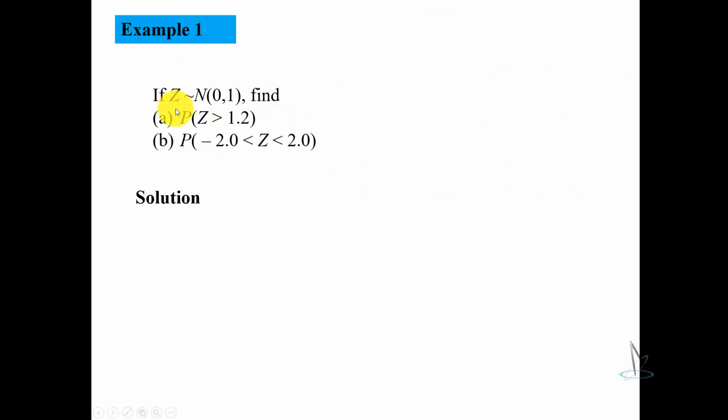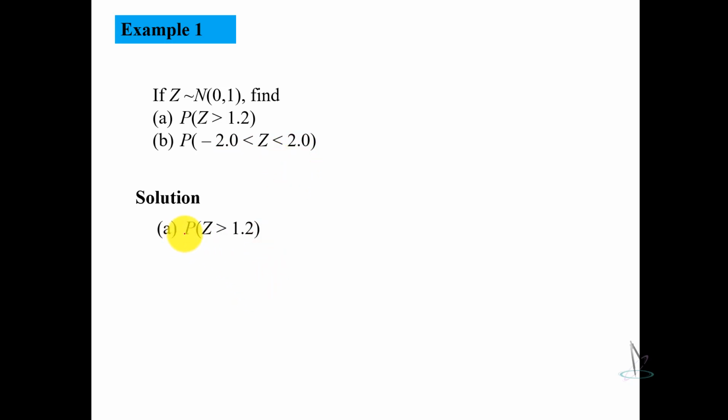Okay, so we have a standard normal distribution over here. The first one, we have to calculate the probability for z greater than 1.2. And then the second one, we have to calculate the probability for z in between -2 as well as +2.